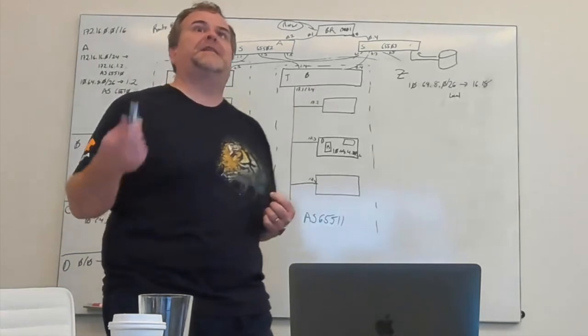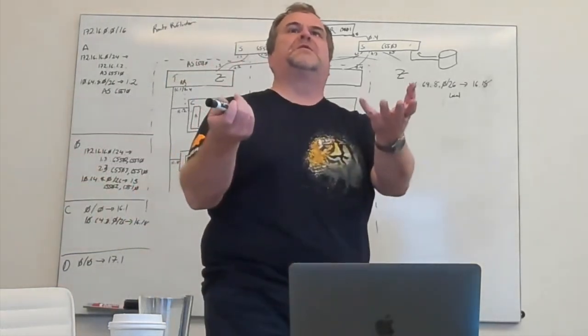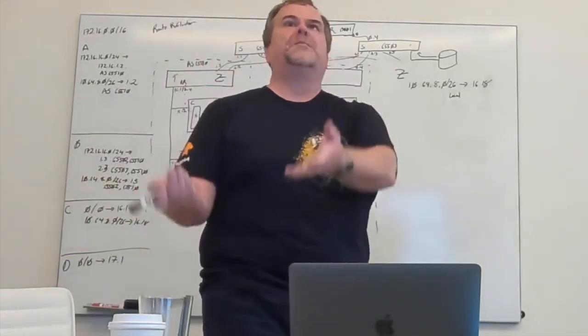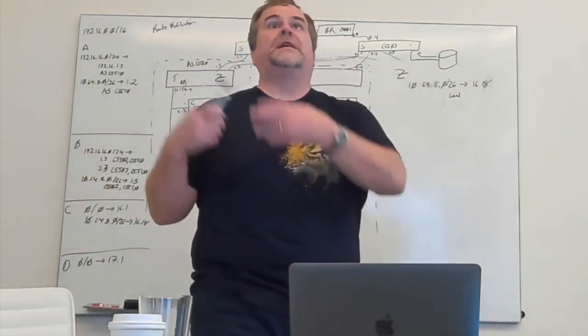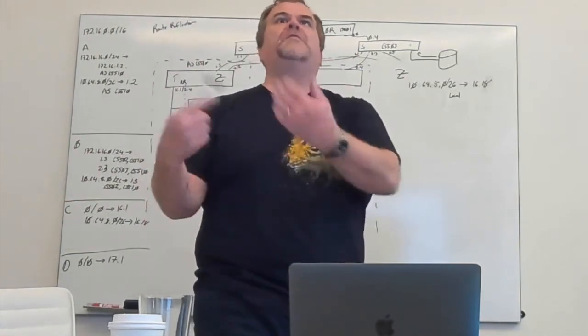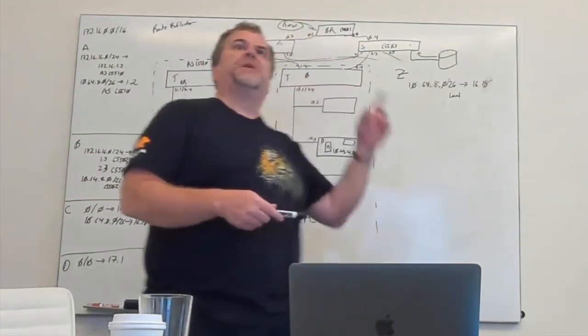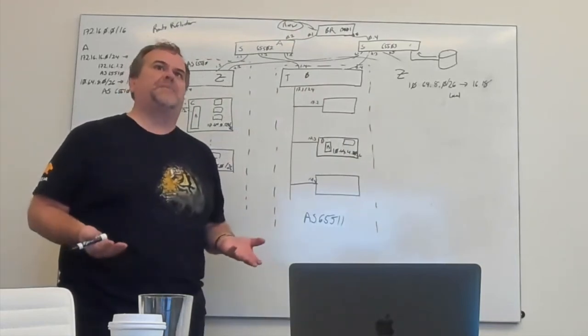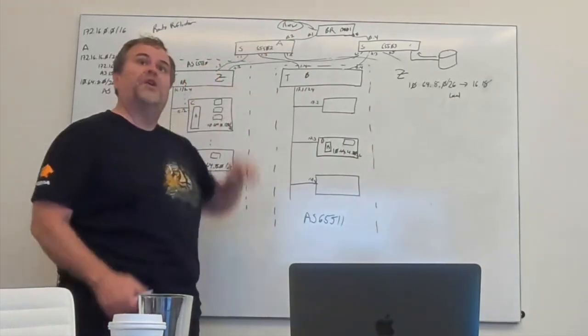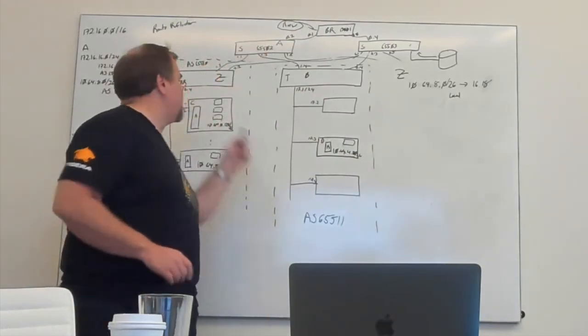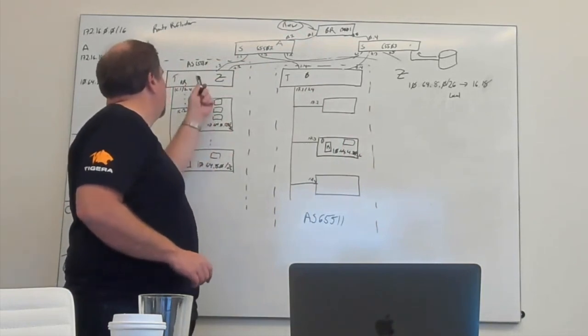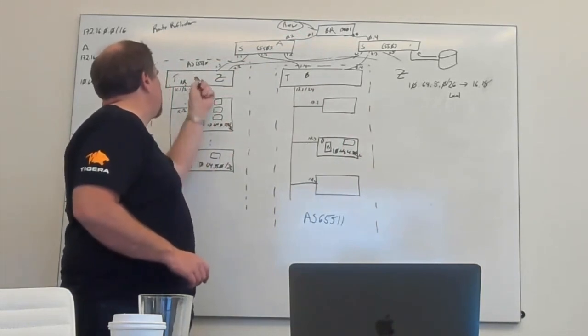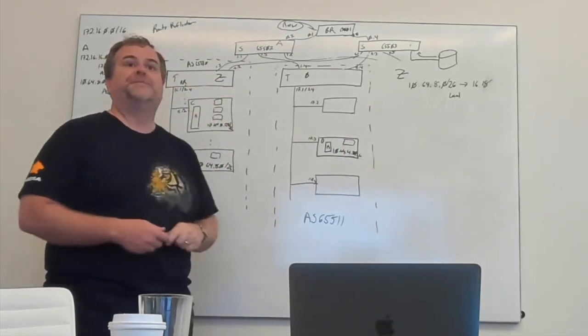eBGP does something called set next hop self. When it announces out the route that it's learned to other BGP speakers outside its local AS, it will say, I'm the path to that. Whereas if it's talking to another router within the AS, it will not say I'm the next hop to that unless it's learned it from an external route. So this router will not say I'm the next hop between 2 and 18.